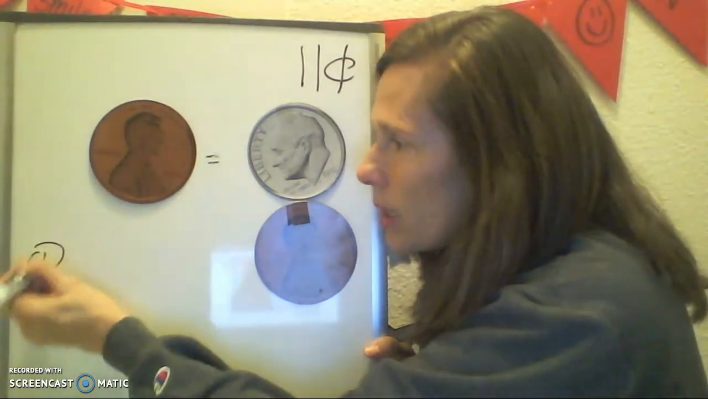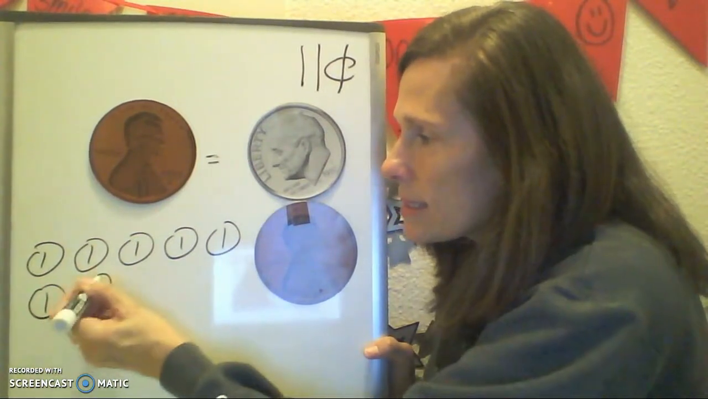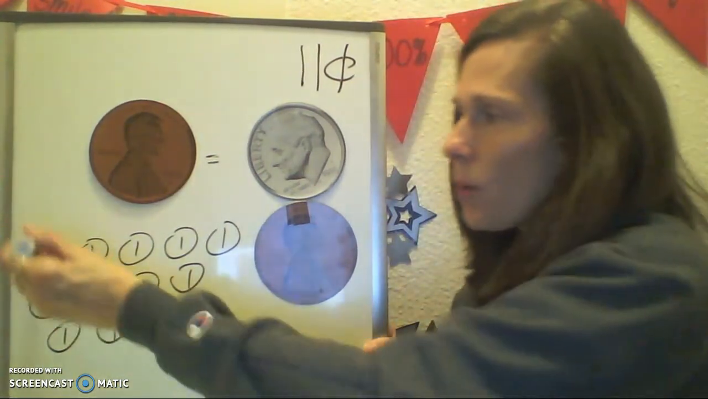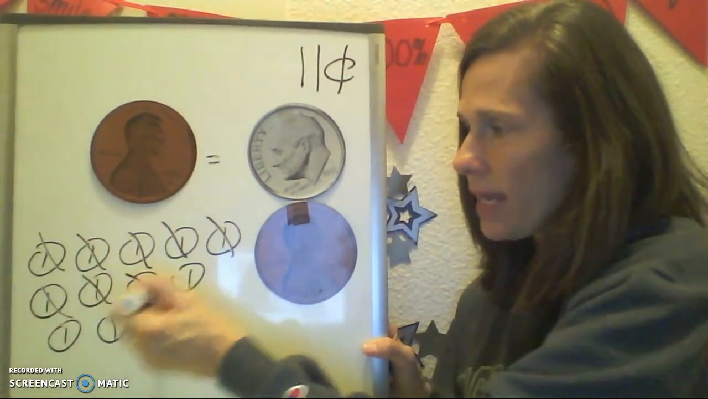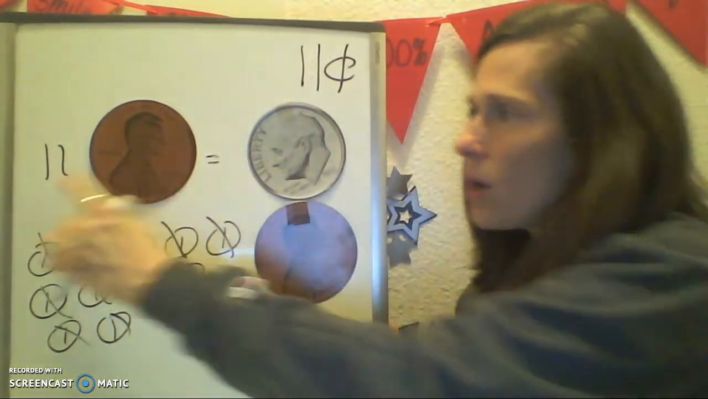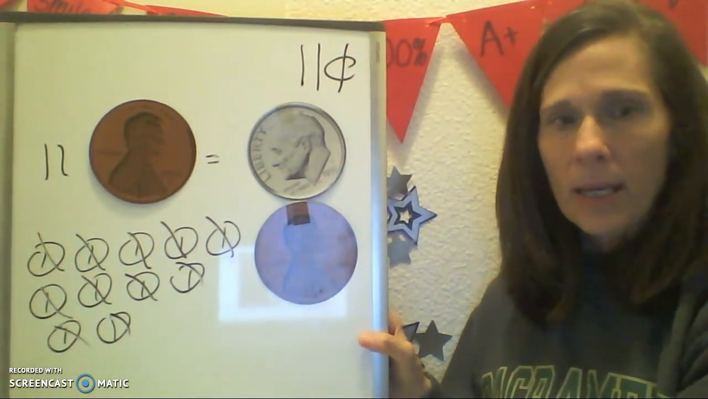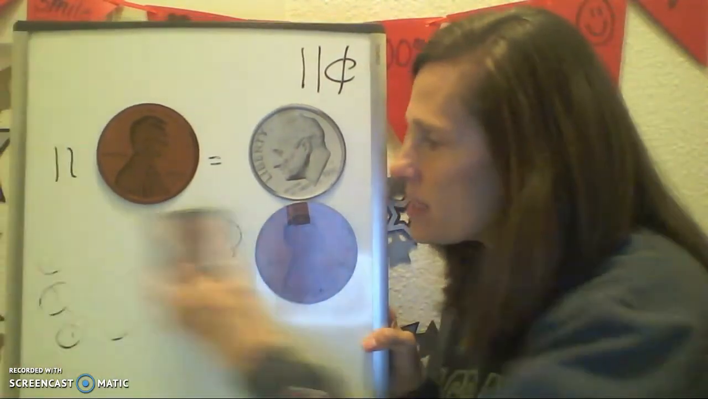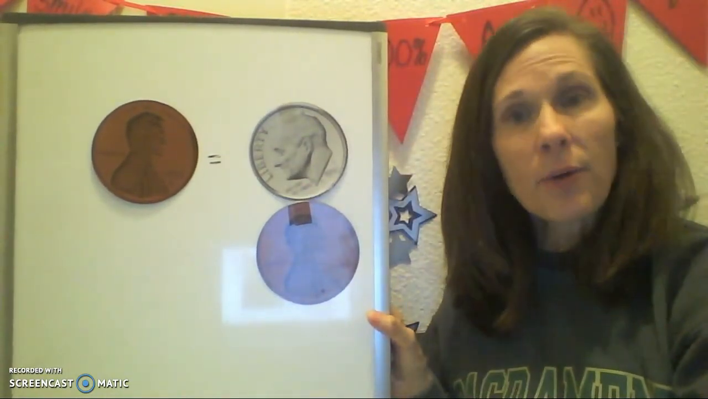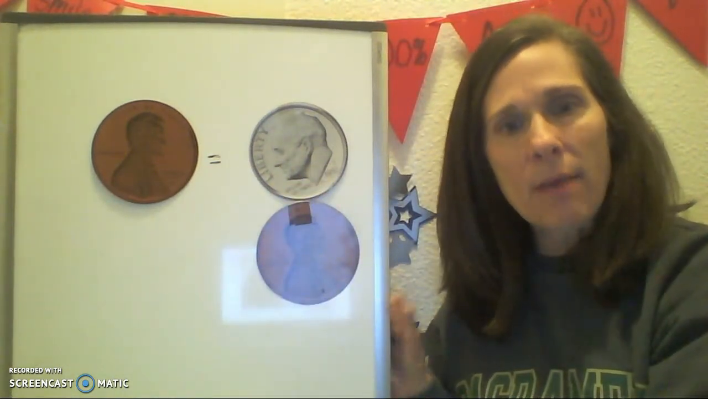So here I go. 1, 2, 3, 4, 5, 6, 7, 8, 9, 10, 11. How many? 11. So 11 pennies equals 11 cents. Or 11 pennies is the same as 1 dime and 1 penny. Okay? So I hope that helps to explain a little bit of money conversion, right? We're trying to figure out how many coins it takes to match a certain amount of money.